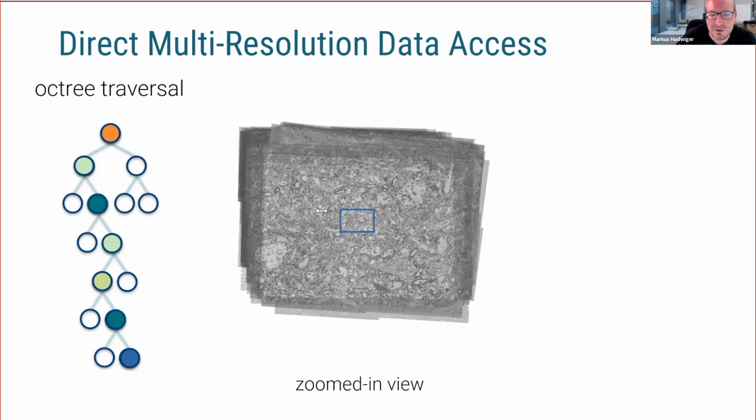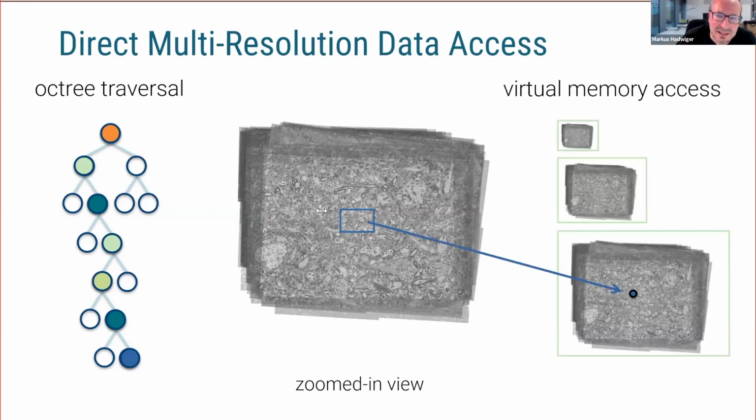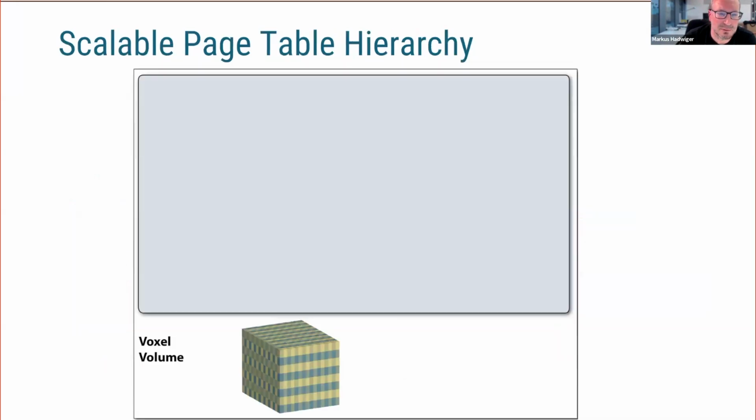So sometimes it can be very beneficial for large data to just have direct access. Direct access here would mean you have a virtual memory hierarchy with different resolution levels in this virtual memory, and you directly go to the resolution that you want without necessarily traversing such an octree. So one idea is to decouple the memory management from this hierarchical traversal and change to a page table hierarchy for virtual memory management.